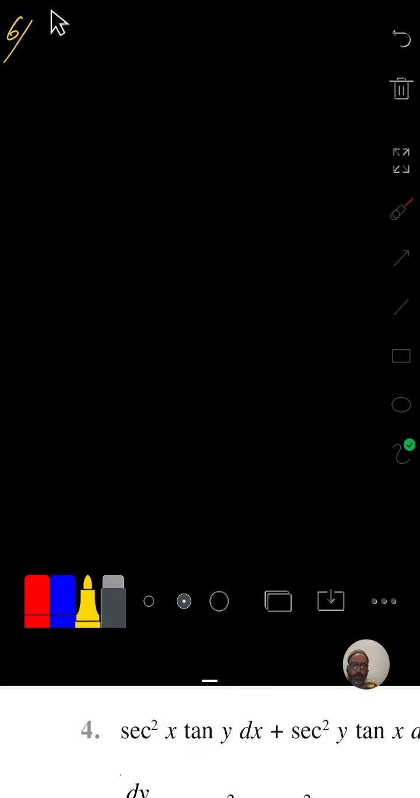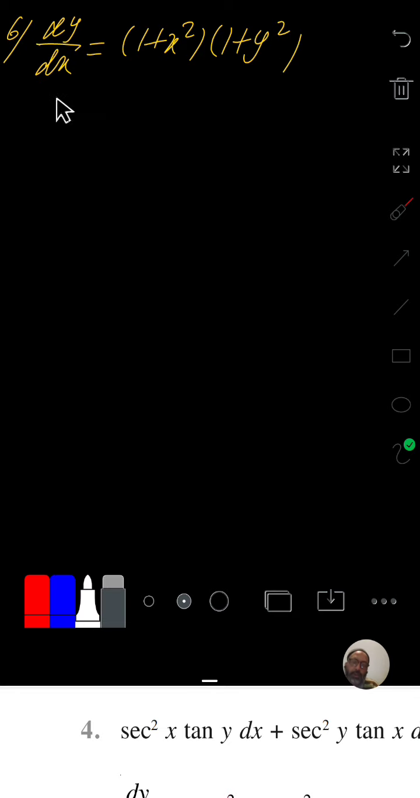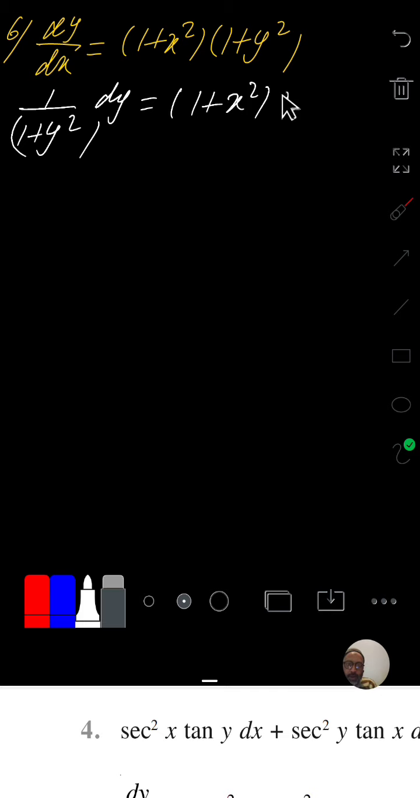Now the sixth one is dy upon dx is equal to (1 plus x square)(1 plus y square). So now in this equation, if we transpose 1 plus y square to left hand side and dx to right hand side, it becomes variable separable form. Transposing 1 plus y square from right to left, it is written as dy upon (1 plus y square) is equal to (1 plus x square) dx.